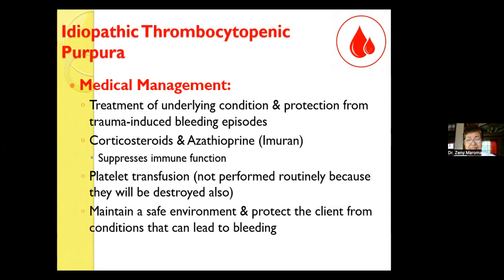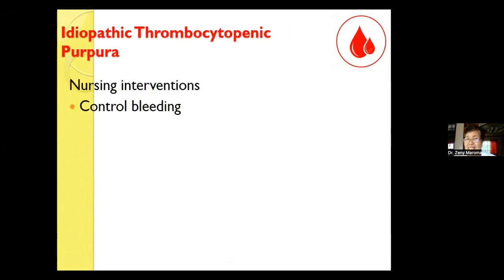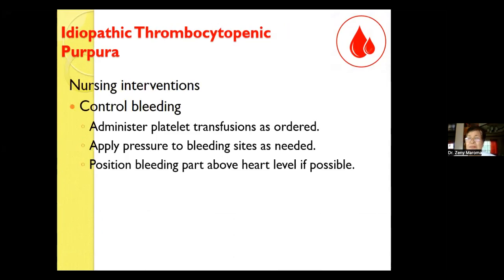Maintain a safe environment. Protect the client from conditions that can lead to bleeding. Provide safety, gentle handling of the patient. Control bleeding. How? Kung saan ba, nose bleeding, depress the nose. No? O kaya gum bleeding, bigyan mo siya ng ice chips. No? GI bleeding, mag-gastric lavage. Ayun, control bleeding. Apply pressure to the site as needed.